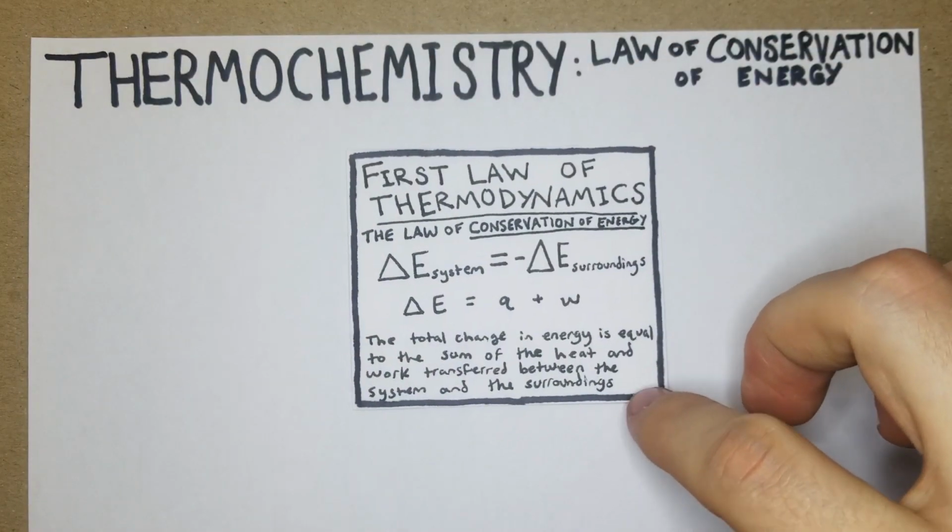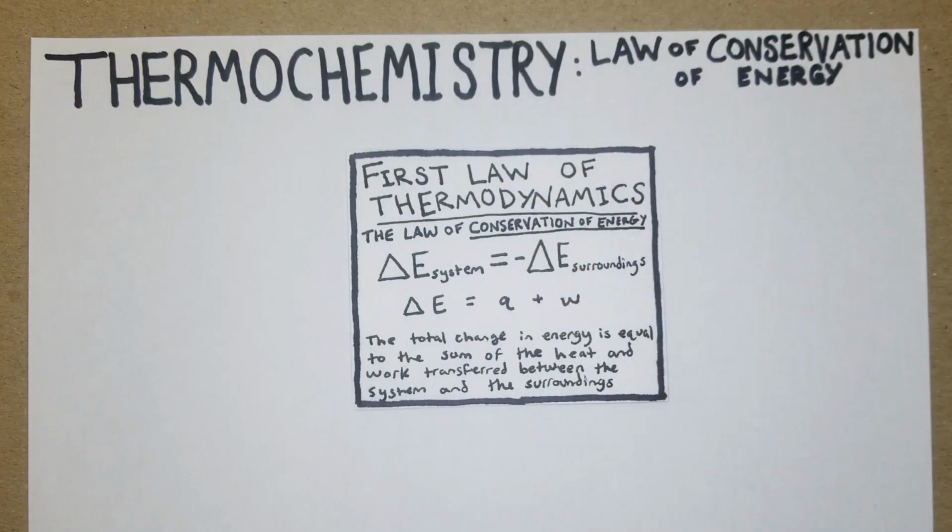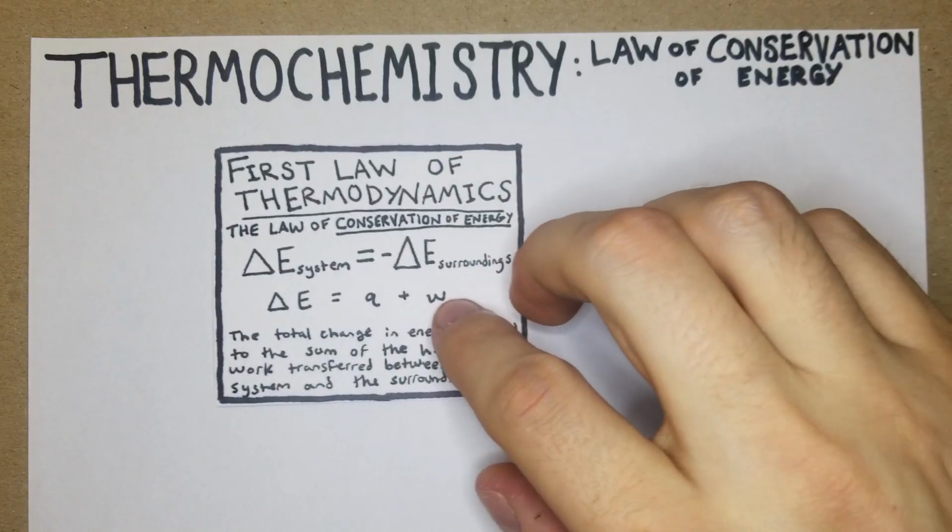The first law of thermodynamics is the law of conservation of energy. Basically what it states is that the total change in energy is equal to the sum of the heat and the work transferred between the system and the surroundings. So in a sense, if one goes up, the other goes down. If one goes down, the other goes up. And also we can calculate it as delta E equals Q plus W, which is heat plus work.